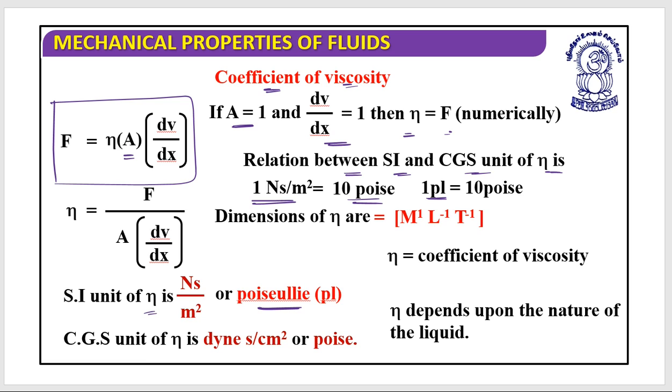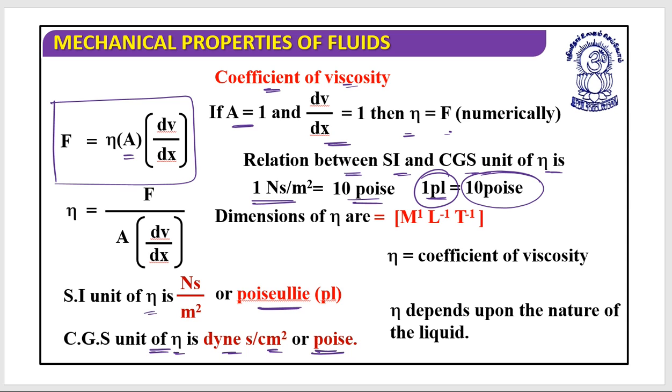The SI unit of coefficient of viscosity is the poiseuille. The CGS unit of coefficient of viscosity is dyne second per centimeter square, which is called a poise. So that is the SI and CGS unit. 1 poiseuille equals 10 poise.